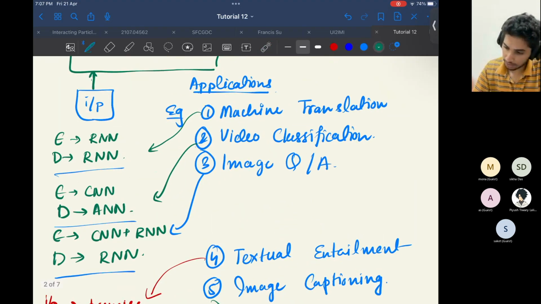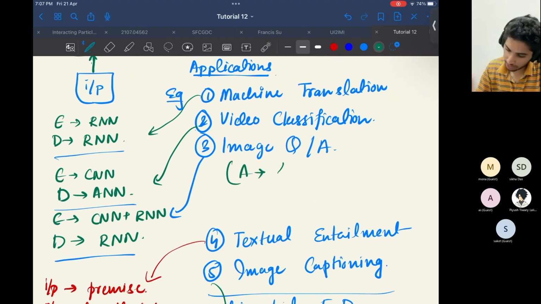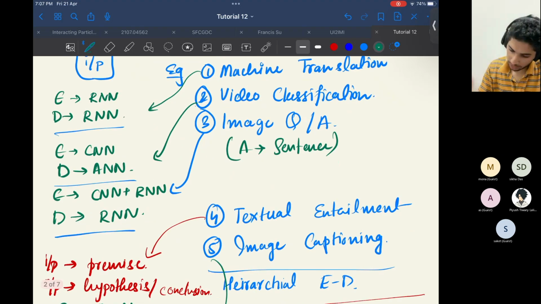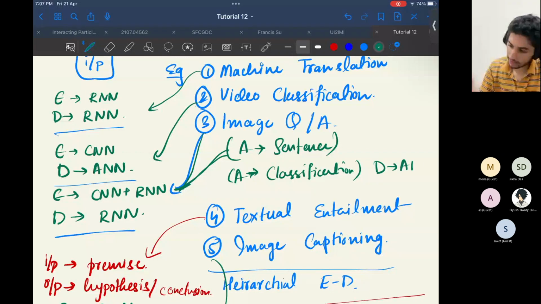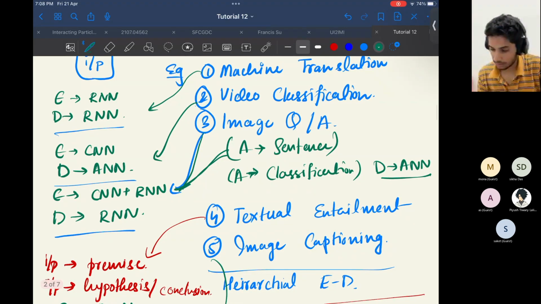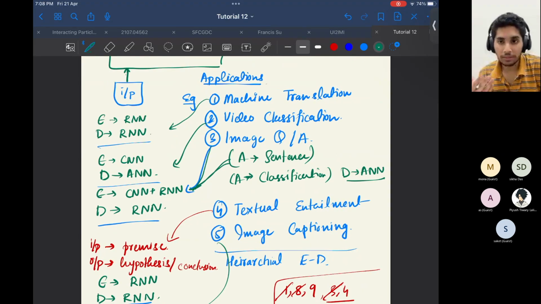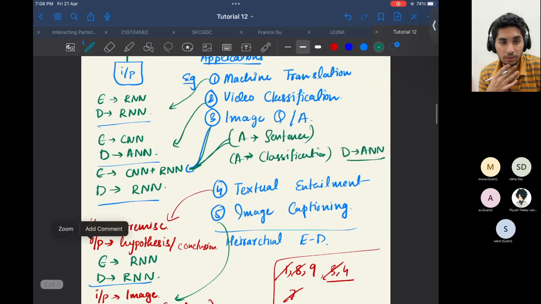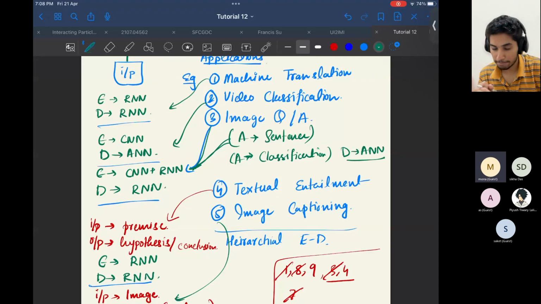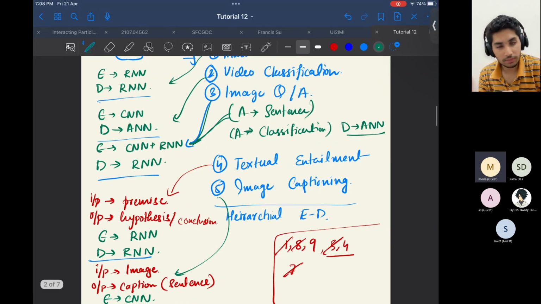Maybe I should specify that the answer is actually a sentence. However, this is what is here. Maybe these two things are wrong. If your answer is actually a classification task, then your decoder will change to an ANN, a simple artificial neural network. This is how it will change. Is this clear? Yes, it's clear. And then you'll use softmax like the example we just saw.